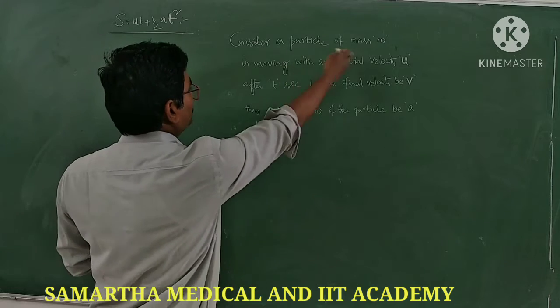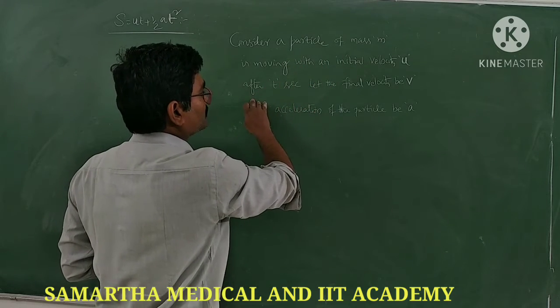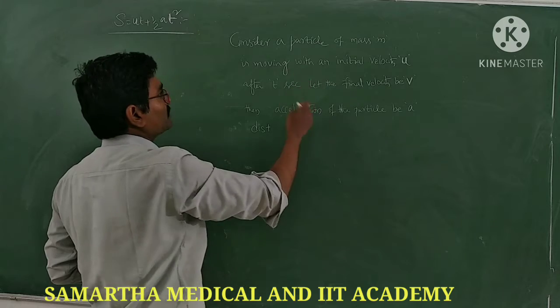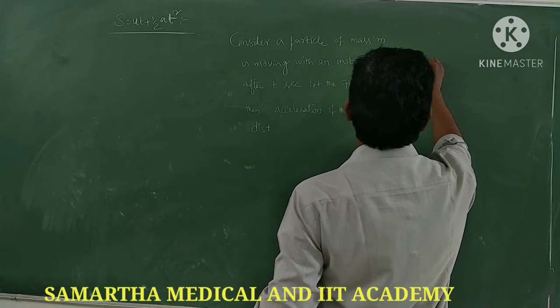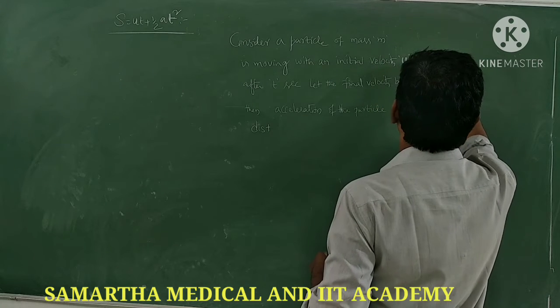It is going along a straight line. So here a particle is going along a straight line. Particle of mass m moving with an initial velocity u along a straight line.